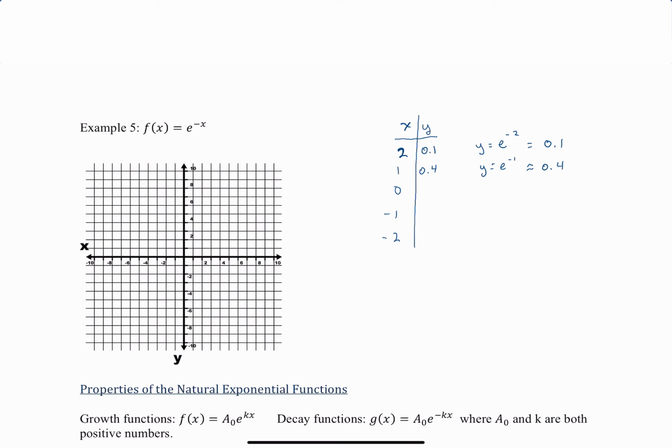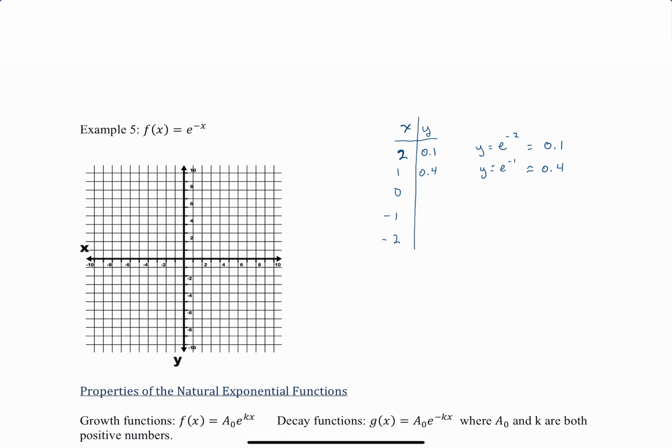Okay, anything to the 0 power is a 1. Next, I have y equals e to the minus x when x is -1. That's the same thing as e to the 1, which we said was 2.7 approximately. And last, when x is -2, e to the negative x will be e to the positive 2, which is approximately 7.4.